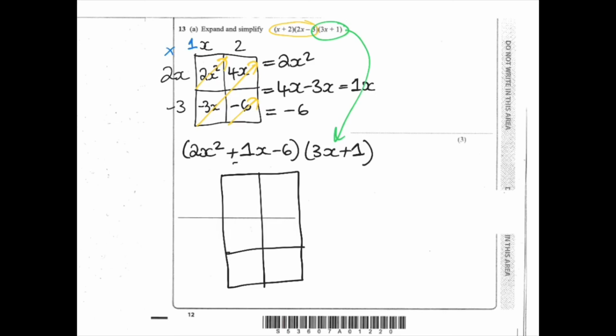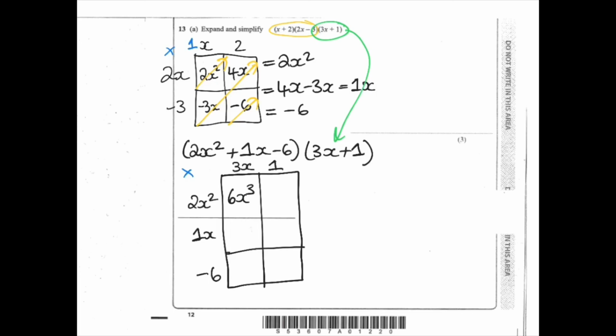Across the top, I've got 3x and 1. And down the side, I've got a 2x squared, a 1x, and a minus 6. Remind yourself you're multiplying. Pop a 1 in front of any letter that's on its own, and we're good to go. So first grid, you've got 2 times 3, which is 6, x squared times x, x cubed.